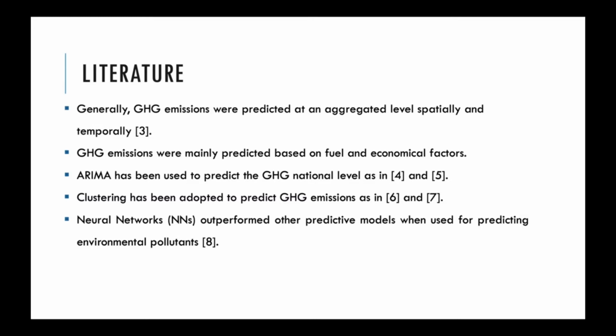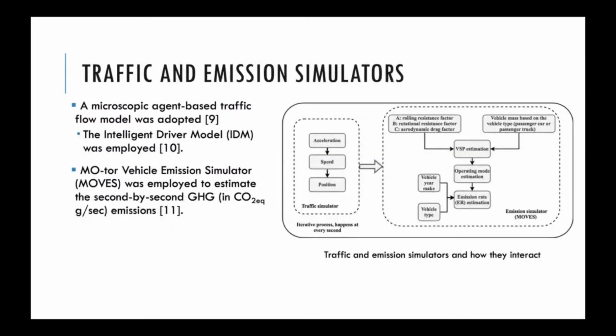We also found that ARIMA and clustering were among the tools used for predicting greenhouse gas emissions. The last point, and which was the very important point that we found, is that neural networks outperformed other predictive models when used for predicting environmental pollutants. And this is our focus in this research work.